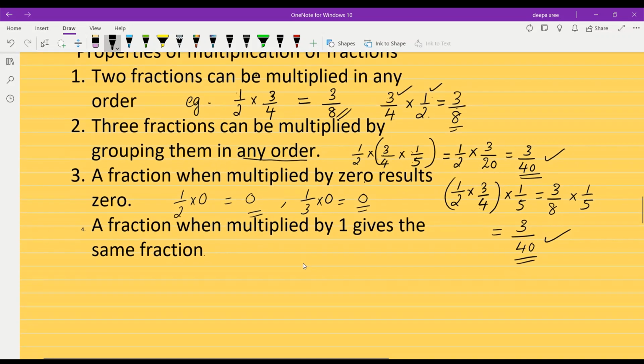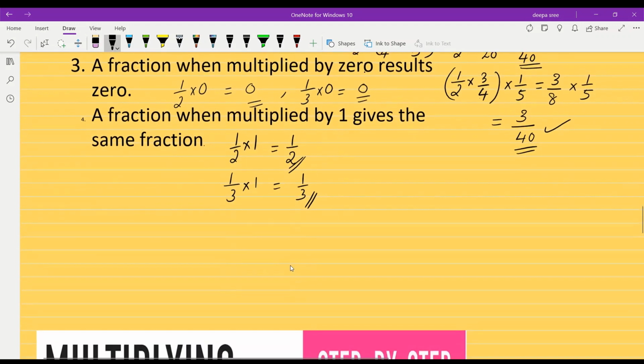A fraction when multiplied by 1 gives the same fraction. So taking the same fraction, 1 by 2 multiplied by 1, we are getting the answer 1 by 2 only. If we multiply 1 by 3 by 1, then we are getting the answer 1 by 3. We can call it the multiplicative identity property: multiplying a fraction by 1 gives the same fraction.